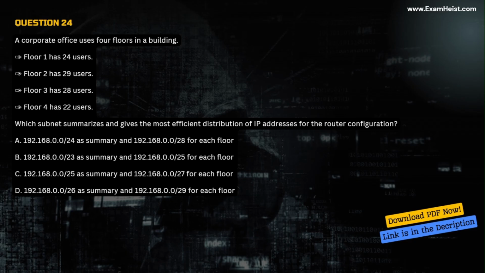A. 192.168.0.0/24 as summary and 192.168.0.0/28 for each floor. B. 192.168.0.0/23 as summary and 192.168.0.0/25 for each floor. C. 192.168.0.0/25 as summary and 192.168.0.0/27 for each floor. D. 192.168.0.0/26 as summary and 192.168.0.0/29 for each floor.